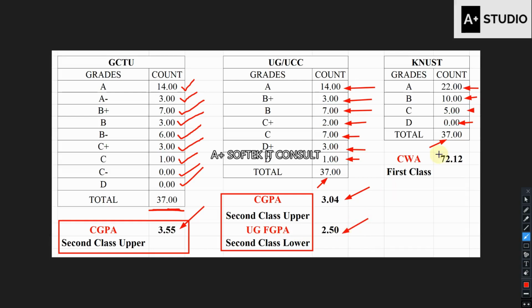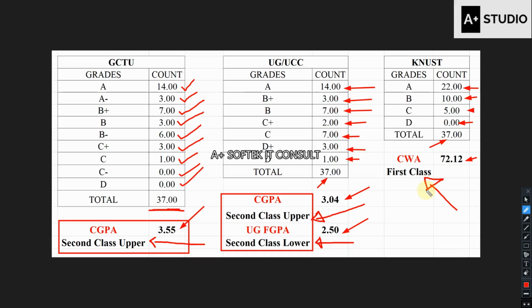But when we move to the Kwame Nkrumah University of Science and Technology, the same student has a CWA of 72.12. And then looking at the class, I know that is going to be surprising to you. Look at this. GCTU is giving the student second class upper. University of Cape Coast is giving this student second class upper. Okay. And then the University of Ghana is giving this student second class lower. Yes, second class lower. And then the Kwame Nkrumah University of Science and Technology is offering this student a first class. The same student. What is happening?